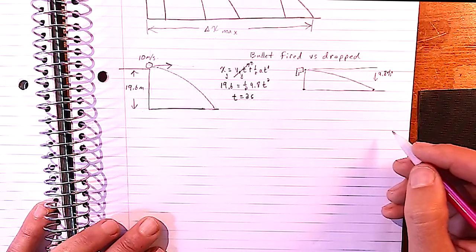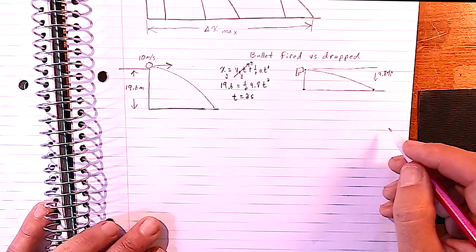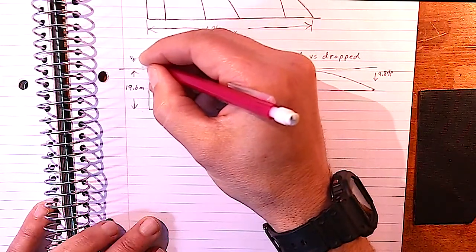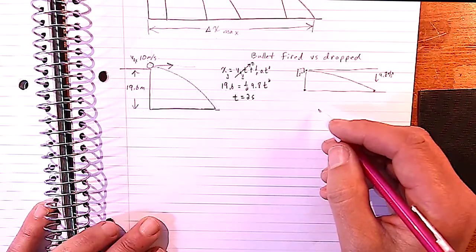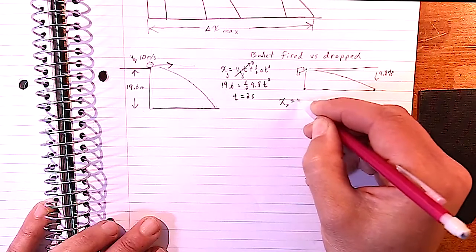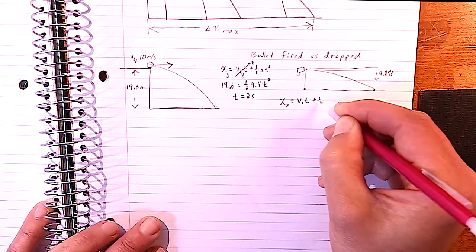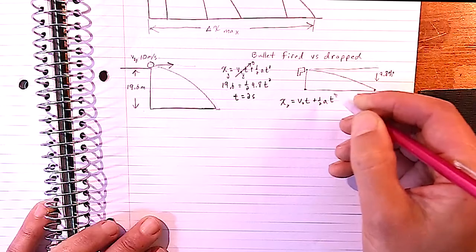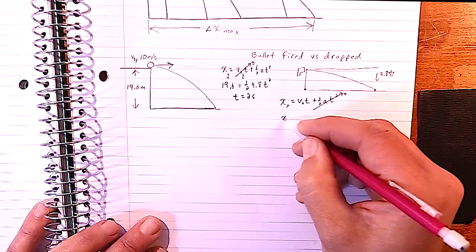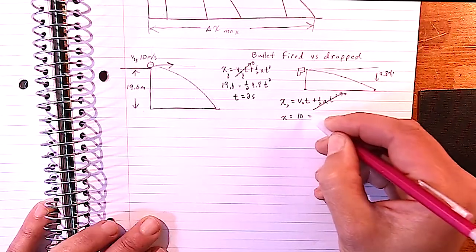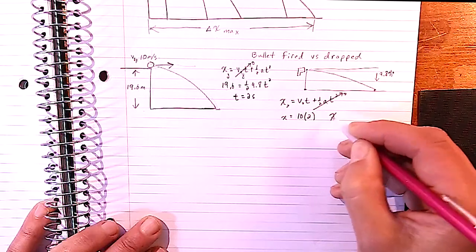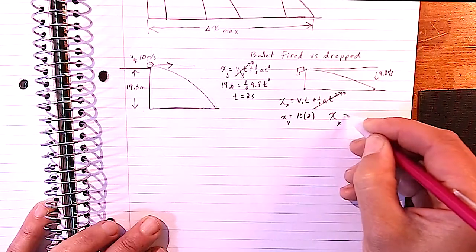So how far will it travel horizontally? Well, we know that it's 10 meters per second. That's x information, and that's not going to change. So we can again say delta x equals v naught t plus 1/2 a t squared. And because there's no acceleration in the x direction, this drops to 0. So our delta x is equal to 10 meters per second times 2 seconds, or x is 20 meters.